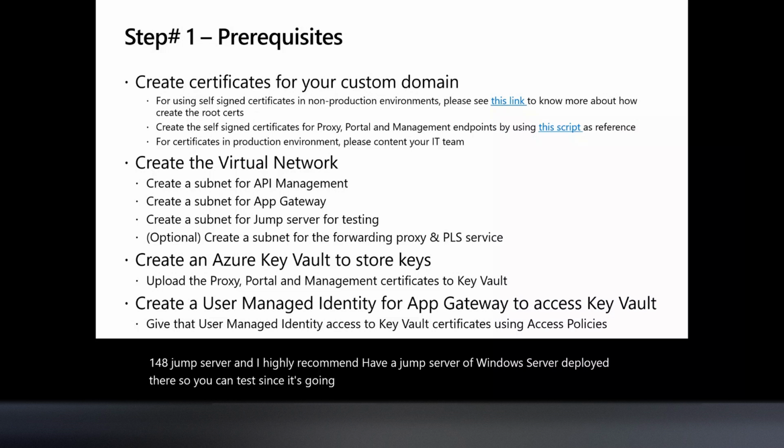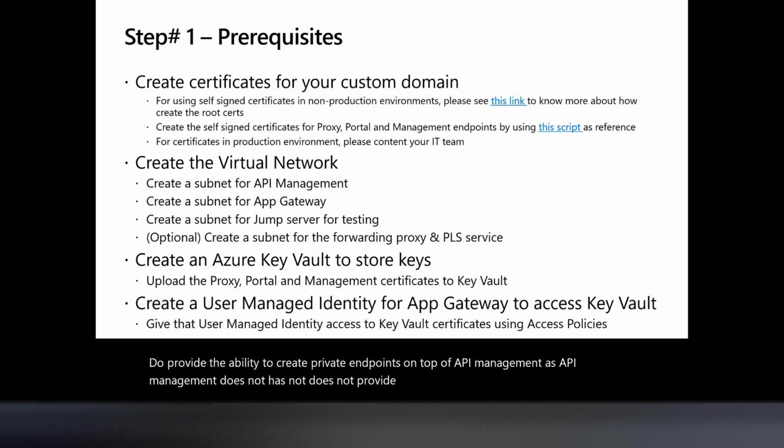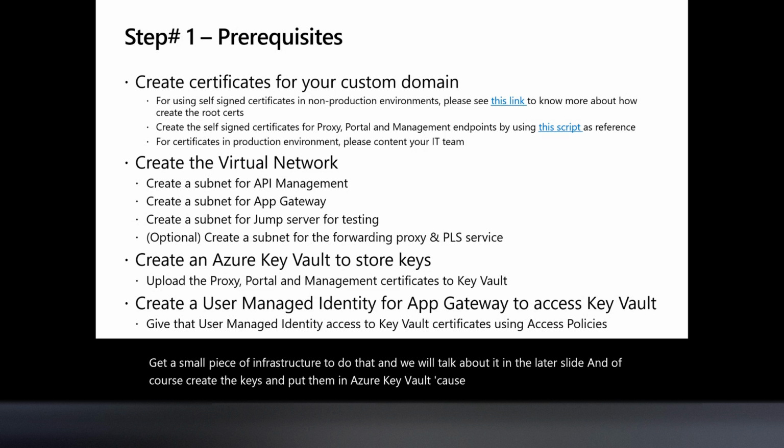The fourth, and this is one thing that's kind of optional, is the PLS service to provide the ability to create private endpoints on top of API management. As you know, API management does not provide the ability to create private endpoints. It's a VNet injected service. It's dropped inside a VNet, but at the same time, you cannot create private endpoints on top of it. So we are going to create a small piece of infrastructure to do that, and we will talk about it in a later slide. And of course, create the keys and put them in Azure Key Vault, because all access to the keys will be through Azure Key Vault.